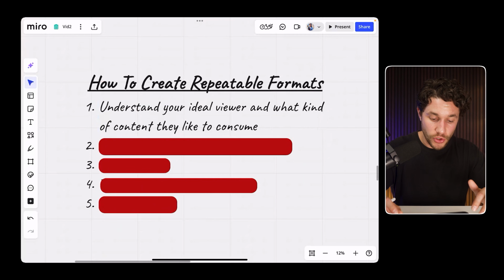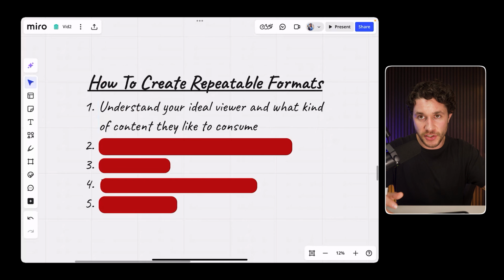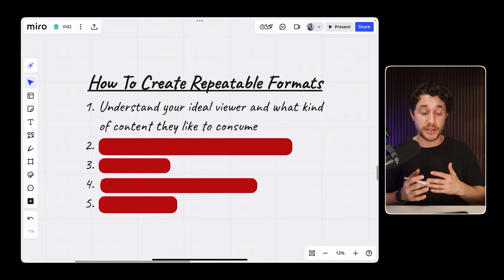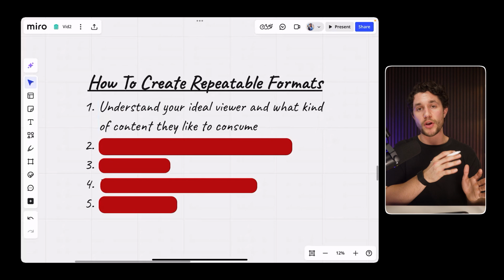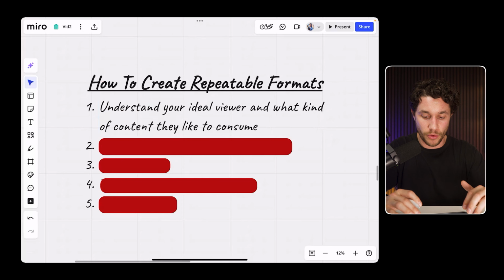Number 1, you want to understand your ideal viewer and what kind of content they like to consume. So if your ideal viewer is like Dan Martell's and they're somebody who is figuring out what the best AI software stack possible for their business or their brand or to make a lot of money, then you're going to want to make a video that probably is a little bit faster paced, higher edit, going over multiple pieces of software in one single video, right? Understanding your kind of viewer and what they're looking for.